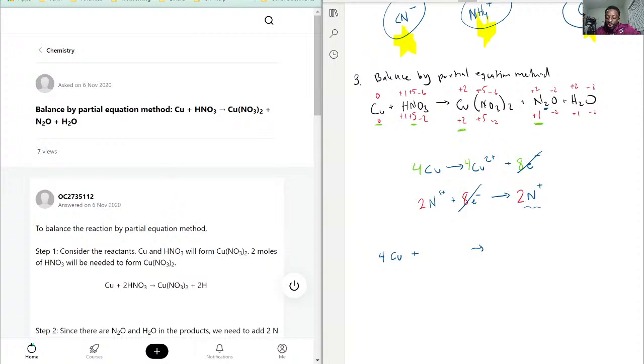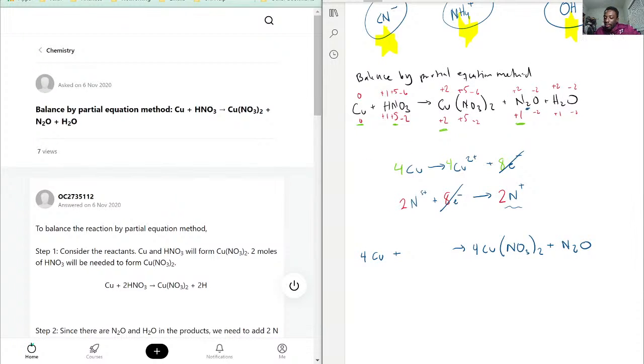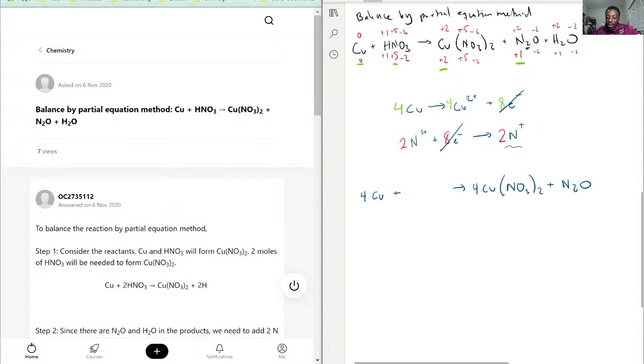So going forward, we have 4 copper turns into 4 copper NO3 2 plus N2O, and we also don't know how many H2Os we have. We just know we have this. Okay, there's 4 coppers, which is needed for the 2 nitrogens here. Okay, so now with that being said, we've technically balanced out the electrons part.